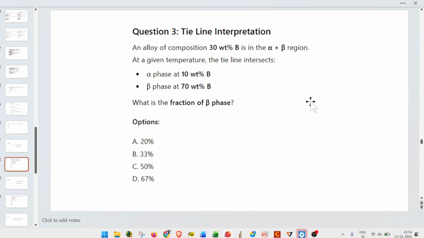So this is the next question. An alloy of composition 30 weight percent B is in the alpha plus beta region. At a given temperature, a tie line intersects alpha at 10 percent B and the beta phase at 70 percent B. What is the fraction of the beta phase?